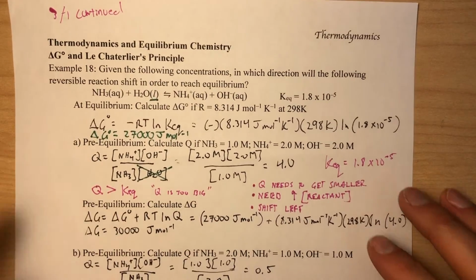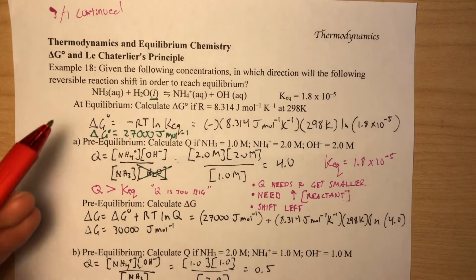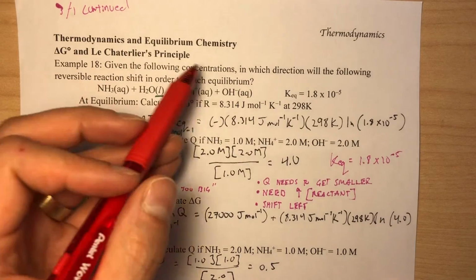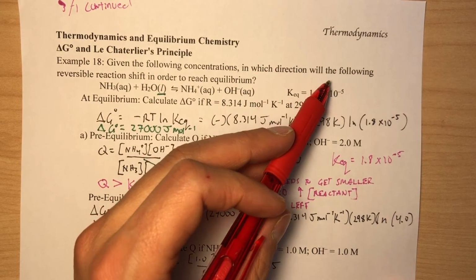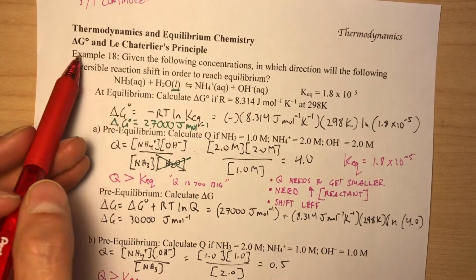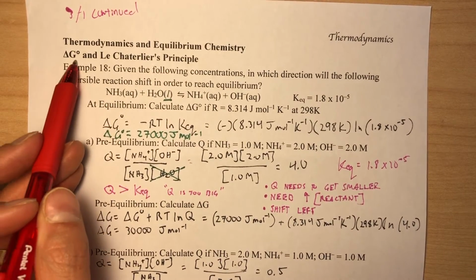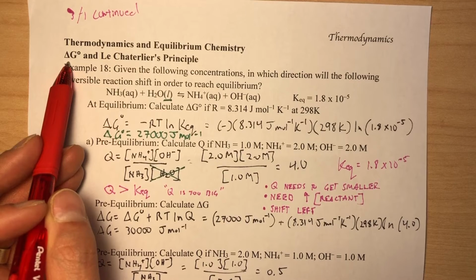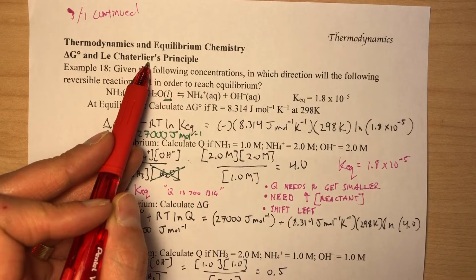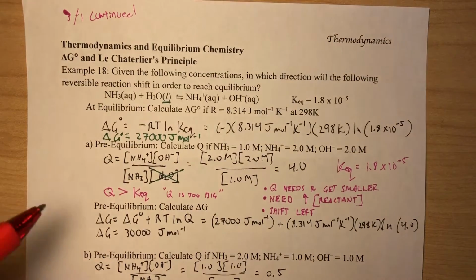Next, we're going to continue on page 41, which is the example problem that we skipped earlier. Given the following concentrations, in which direction will the following reversible reaction shift in order to reach equilibrium? We are now going to be doing a lot of work to compare a delta G, Gibbs free energy, to Le Chatelier's principle in terms of which direction a reaction must shift in order to establish equilibrium.